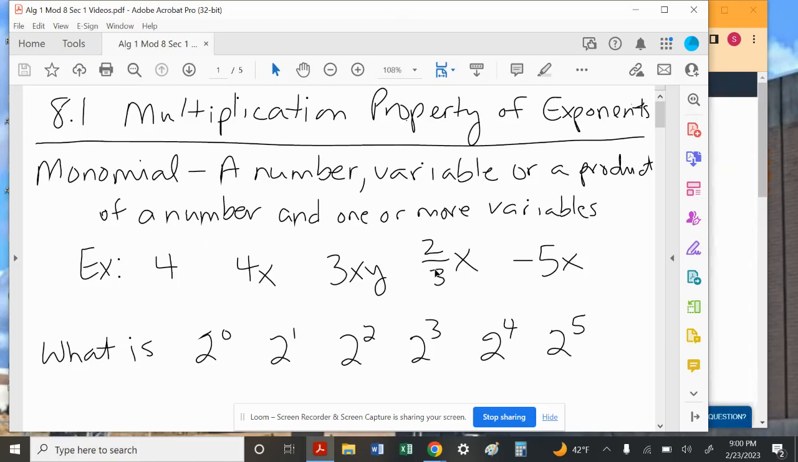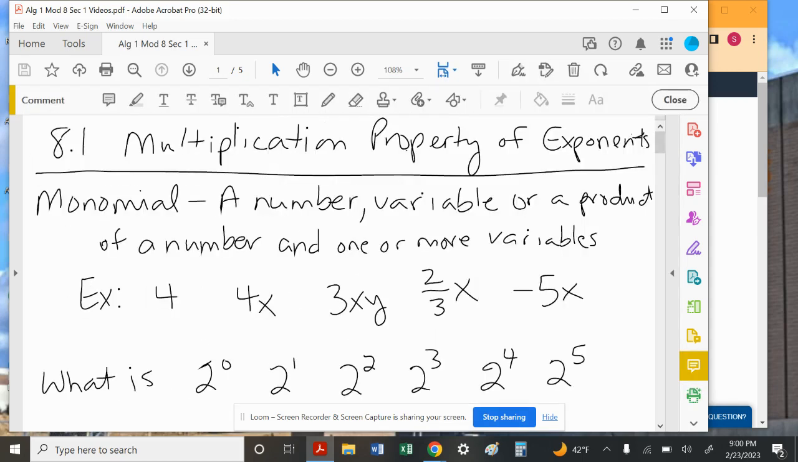We're going to go ahead and start a new module, which is module 8, and we're going to go right to 8.1, which is the multiplication property of exponents. We're going to learn one term in this particular section, so we're going to learn what a monomial is. And a monomial is just a number, a variable, or a product of a number and one or more variables.